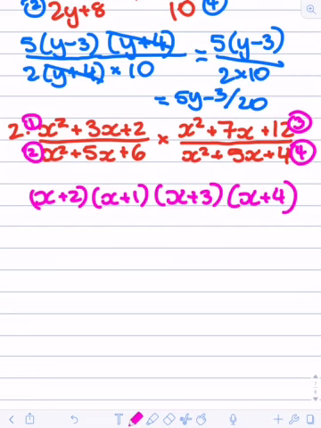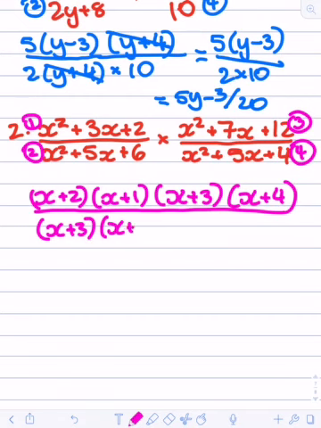Now we're going to do term number 2 and 4. Term number 2, x squared plus 5x plus 6. The two numbers that multiply to give me 6 and add to give me 5 are 3 and 2. So I have x plus 3, x plus 2. And term number 4, two numbers that multiply to give me 4 and add to give me 5 are 4 and 1. X plus 4, x plus 1.